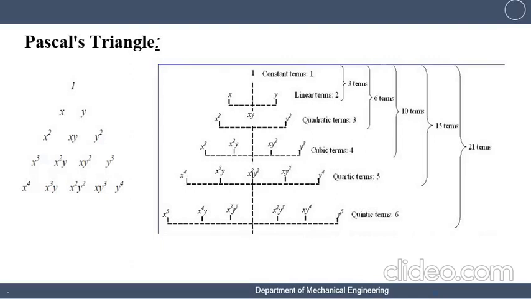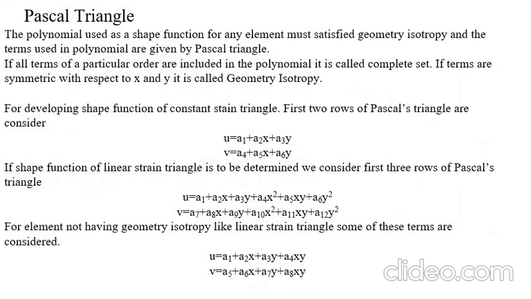In the image, the first term is called the constant term. The second term is called the linear term. The third term is called the quadratic term. Similarly for cubic terms. Okay, so this is the Pascal triangle.